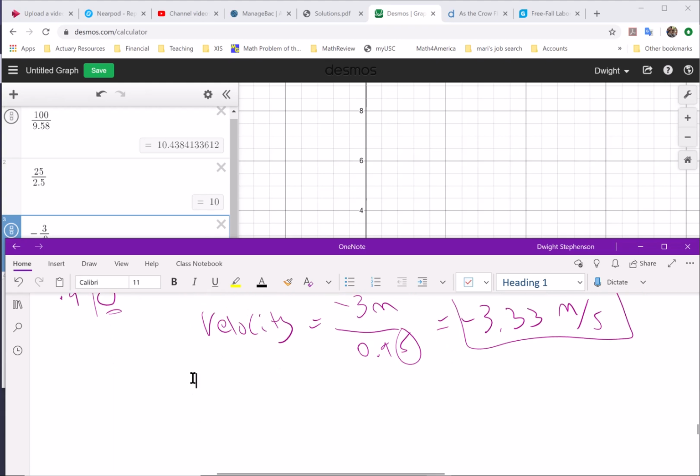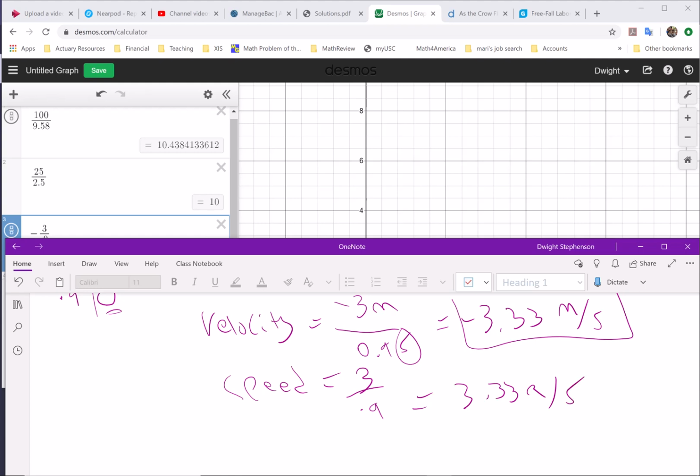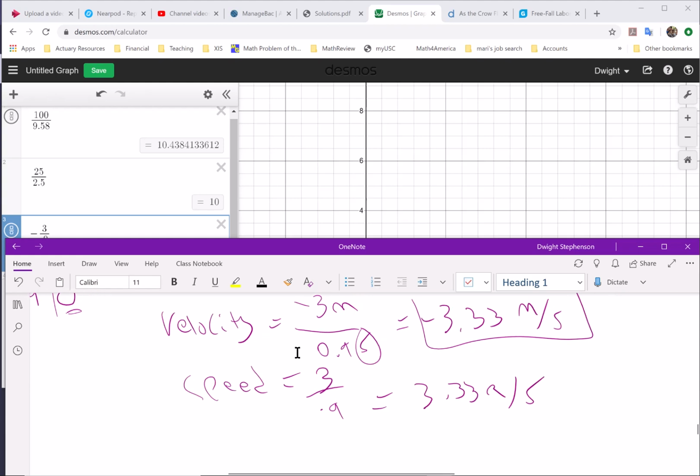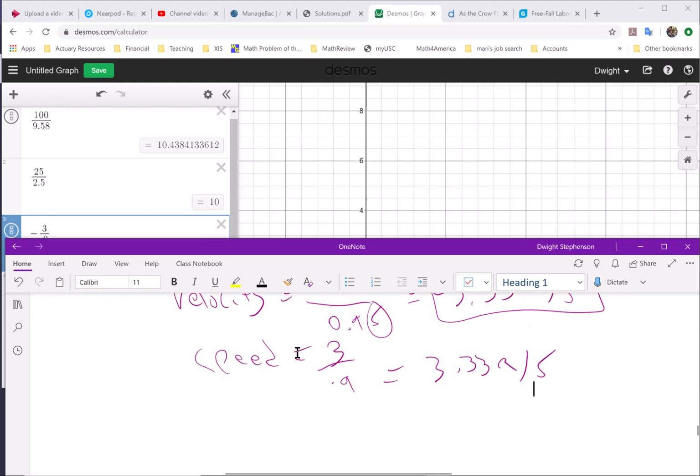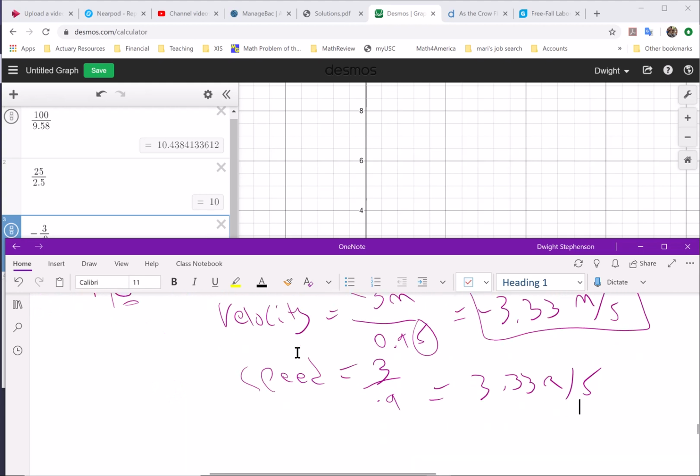If I wanted speed, remember speed is just distance over time. The distance was 3 over 0.9, and so the speed is 3.33 meters per second. Now you might just say, oh, well, the speed is always just the absolute value of the velocity. And in most things we do in this course, you are correct. But when you get to more advanced physics, that will not be correct anymore. So just try to keep that distinction for yourself.